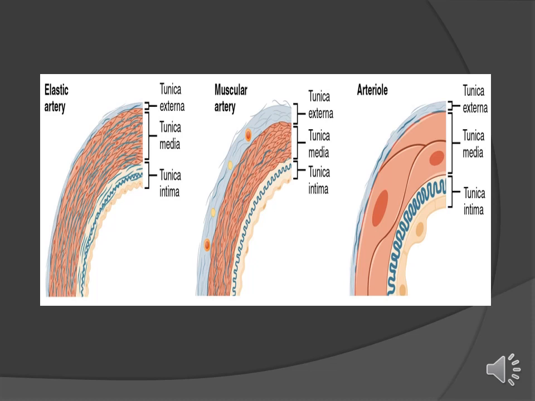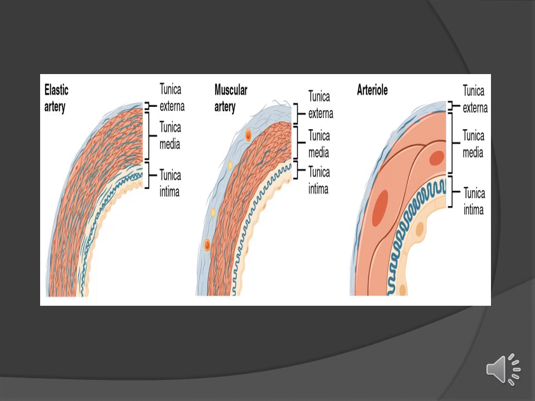We have here a schematic diagram of an elastic artery, muscular artery, and arteriole. The wall of all blood vessels present in our picture is divided into three layers: tunica intima, tunica media, and tunica adventitia. Tunica media is the best developed and is the thickest in the elastic artery. It is composed of elastic fibers which form fenestrated membranes.